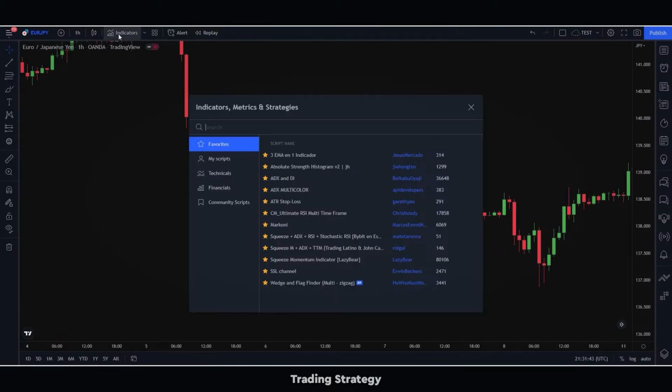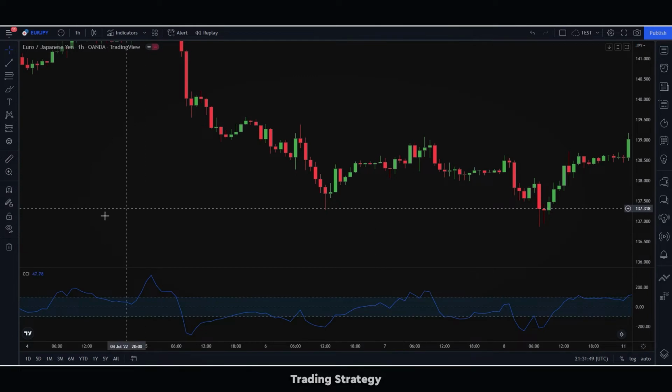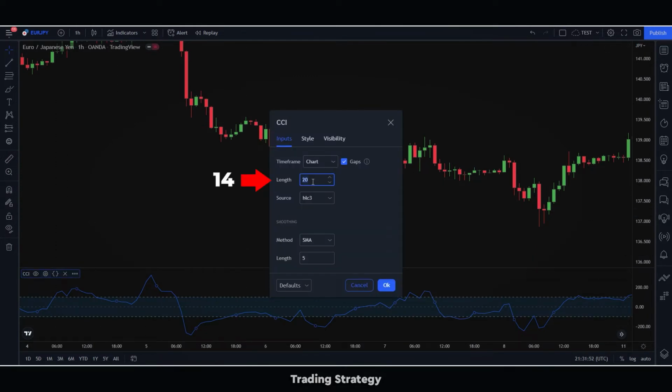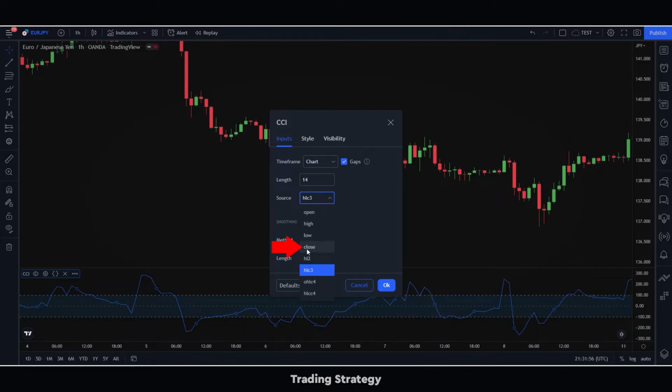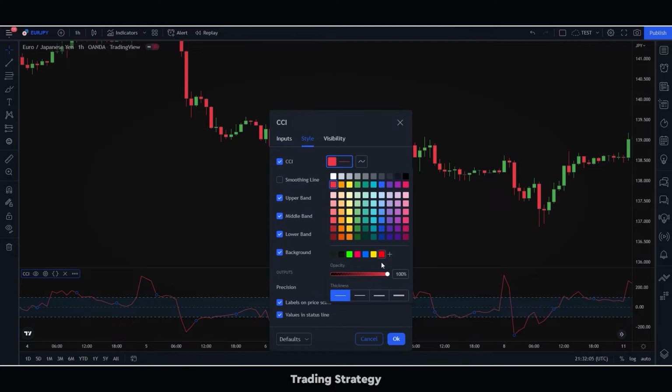The first thing we will have to do is select the CCI indicator. We will configure this indicator for 14 periods at the closing price. Also, we will change the line to red, and we will deactivate the background.